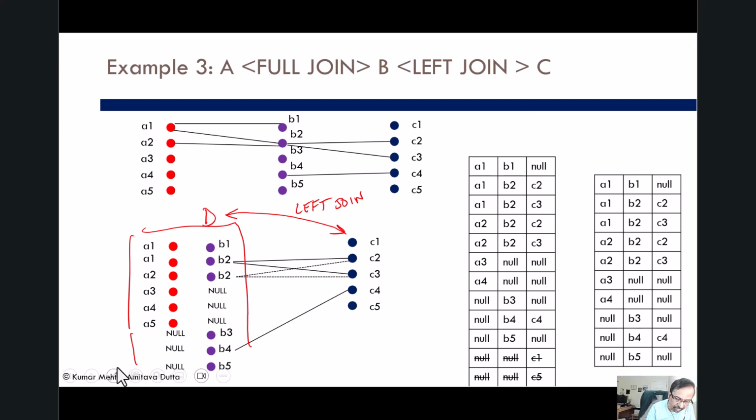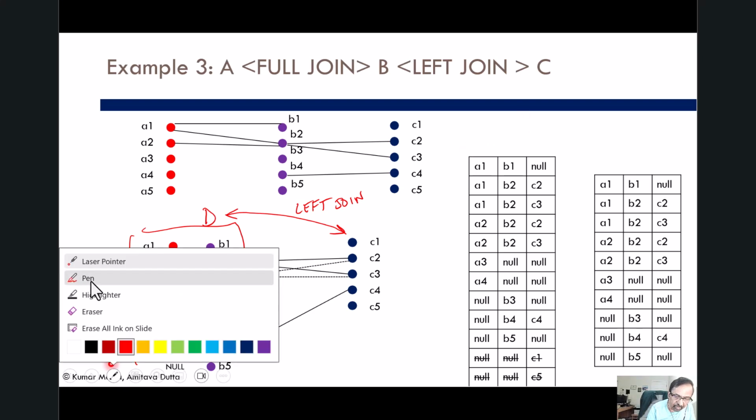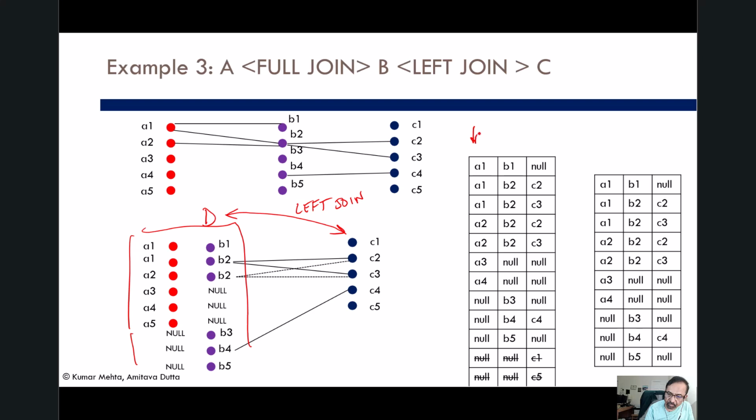Let me take the pen here. This is the output of A full join B full join C. That's the output. So we use that as a starting point, and from that we can derive what would happen if the second operation is a left join.